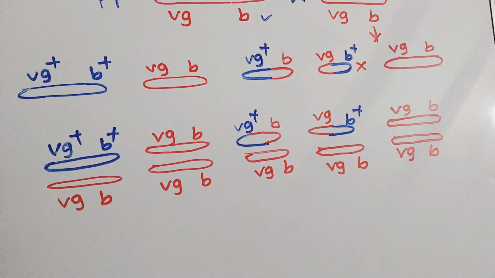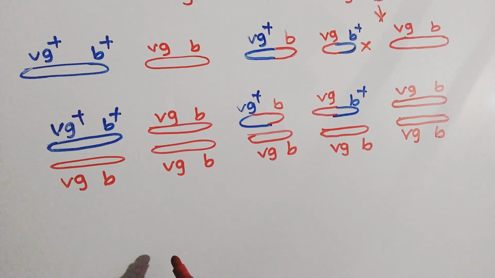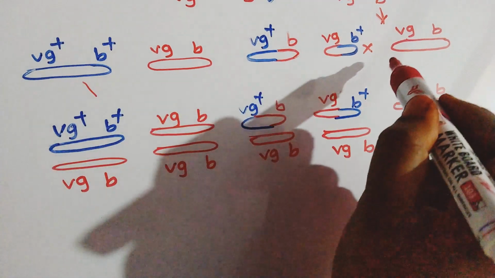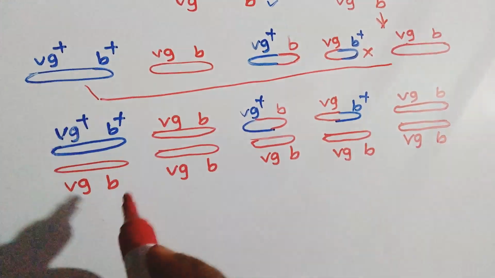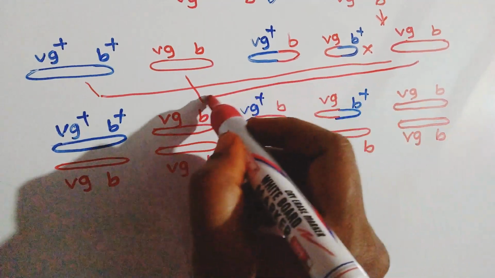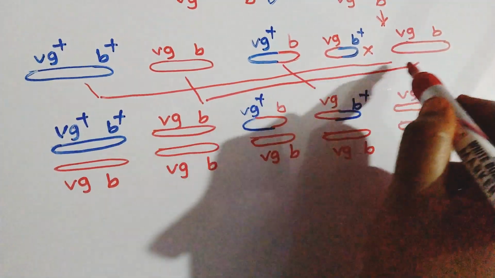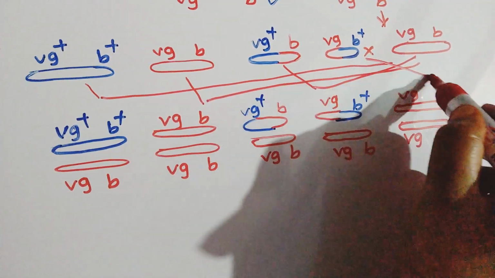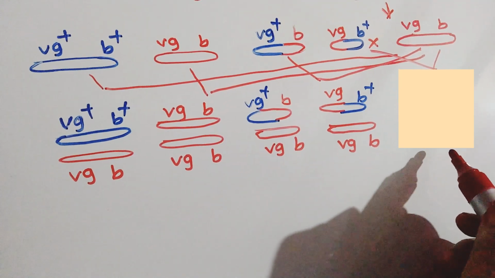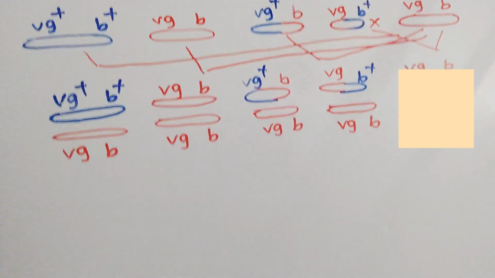So we got four progeny. By the fusion of this one and this, we get this one. By the fusion of these two gametes, we get this. These are the four types of progeny obtained.